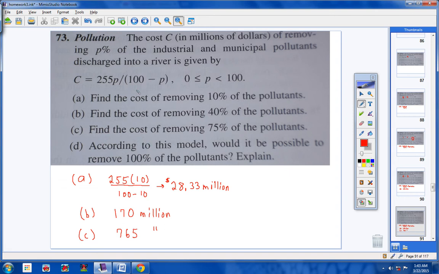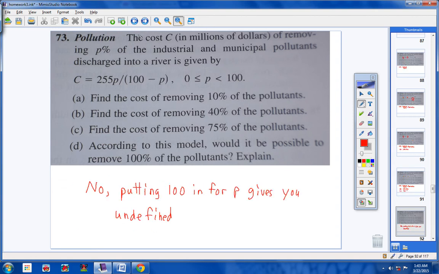Now, according to this model right here, would it be possible to remove 100% of the pollutants? Well, no, guys. If you put 100 in for P, it gives you undefined. Think about it. Put 100 right here, and you get 0. And you can't have 0 in the denominator, okay? So no, putting in 100 for P gives you undefined. It doesn't work. So no, it's not possible based on this model to remove 100% of the pollutants.